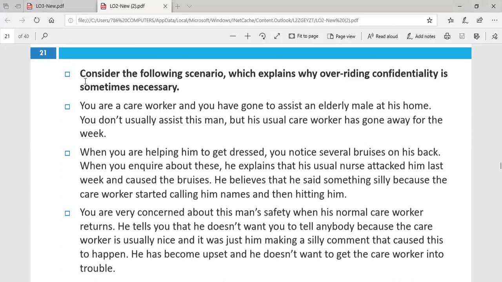Just take a minute or two to read this and let me know what you would do in this instance. Does anyone want to answer?